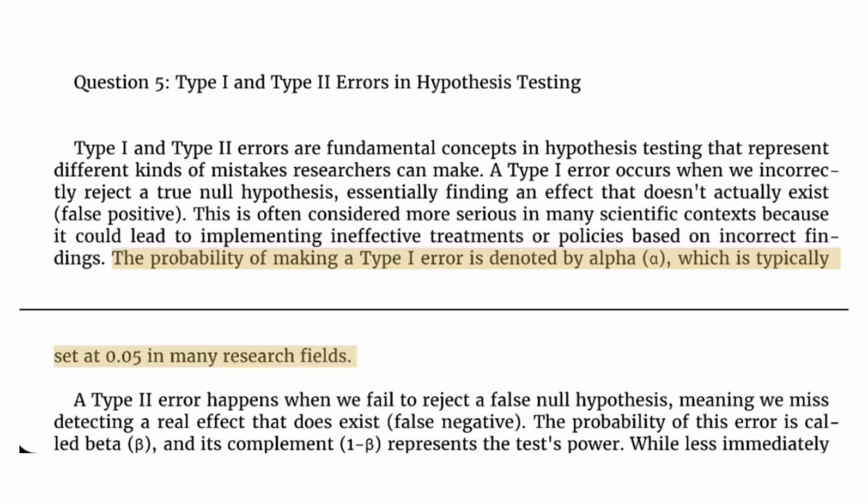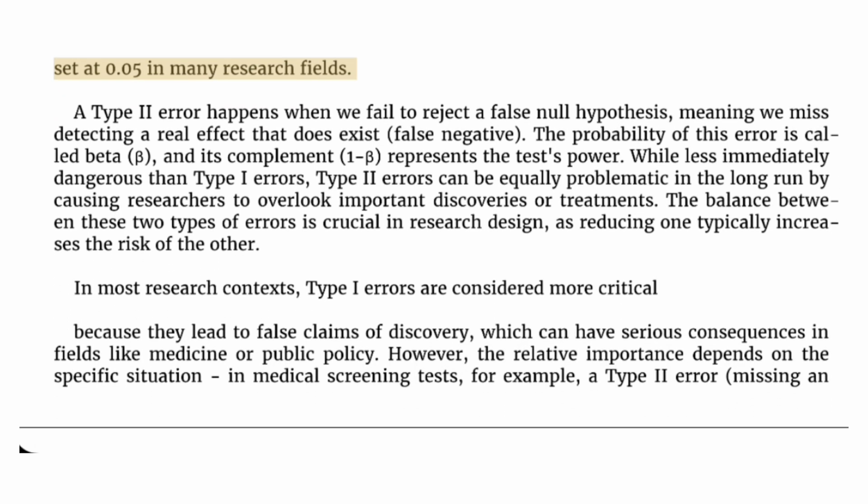The probability of making a Type 1 error is denoted by alpha, which is typically set at 0.05 in many research fields. A Type 2 error happens when we fail to reject a false null hypothesis, meaning we miss detecting a real effect that does exist, a false negative. The probability of this error is called beta, and its complement, 1 minus beta, represents the test's power. While less immediately dangerous than Type 1 errors, Type 2 errors can be equally problematic in the long run by causing researchers to overlook important discoveries or treatments. The balance between these two types of errors is crucial in research design, as reducing one typically increases the risk of the other.